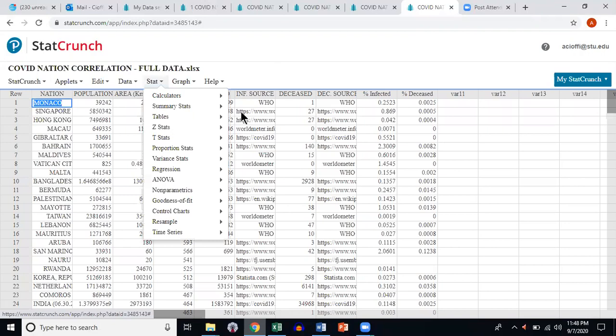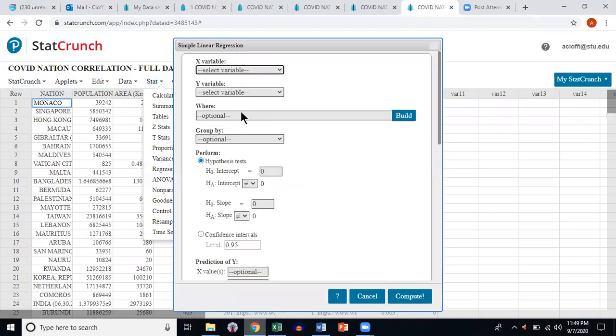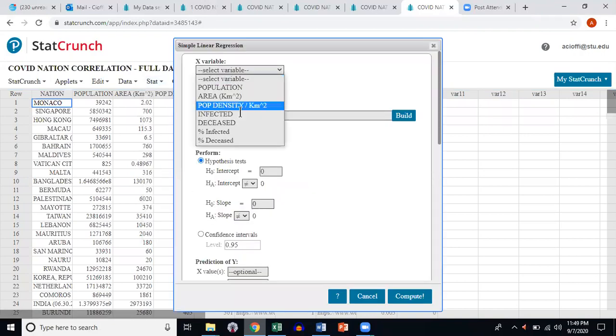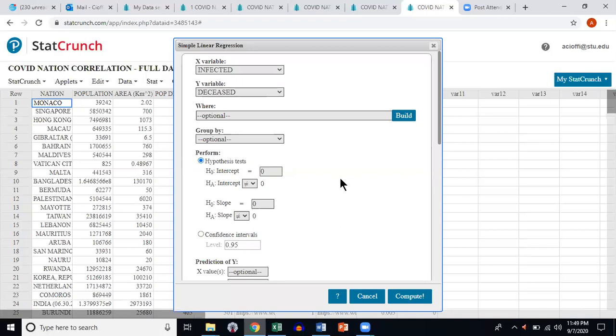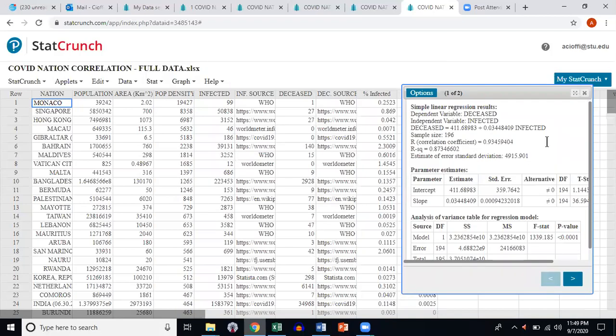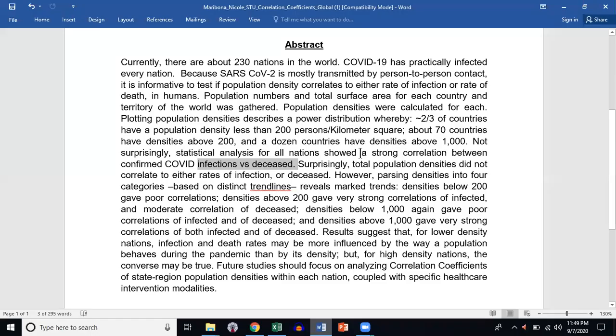All right. So regression, linear. This is with the full data. We're using on the x-axis the infected, which is a larger number, and the y-axis is the deceased, because the deceased are contingent on the infected. In other words, the deceased were infected first before they died. And we see that it gives us a strong correlation of 0.93. So our claim here is a strong correlation between infected and deceased.